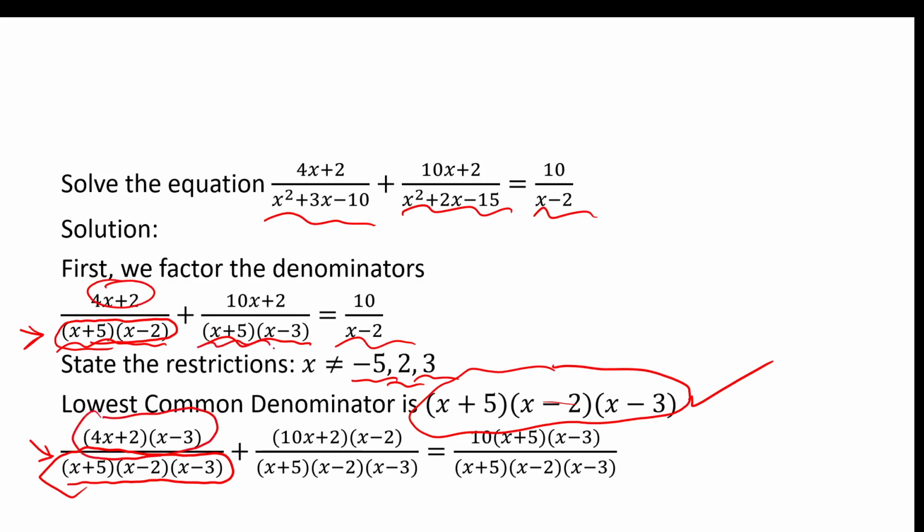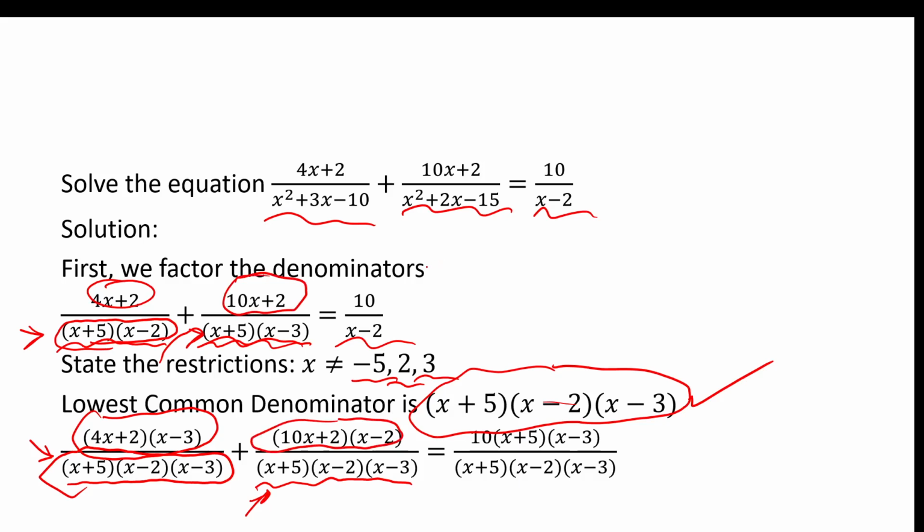Now let's look at the second one. The second one is (x plus 5)(x minus 3). It becomes (x plus 5)(x minus 2)(x minus 3). What did I multiply this one by to get this one? And the answer is multiplied by x minus 2. So what do we multiply 10x plus 2 by? The answer is x minus 2. And we do that in the numerator.